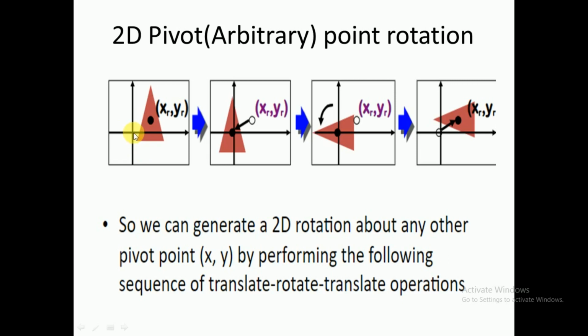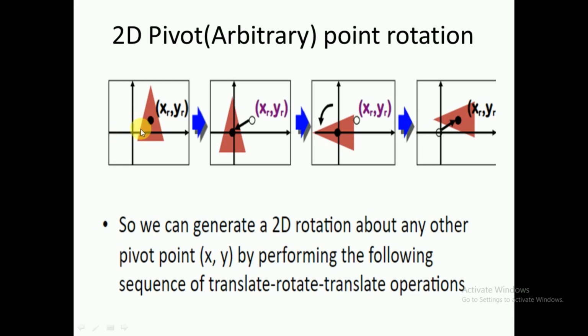Now I don't want to rotate my object with respect to this point. I want to rotate my object with respect to this point. That point is within the object now. The reference point is not the origin in this case. The reference point is within the object, away from the origin. With respect to this point, I would like to rotate the object. Then how to do this?